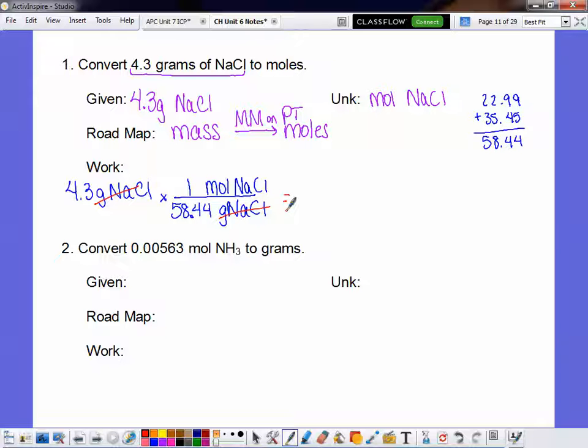Sig figs. Always look at your given for your sig figs. How many sig figs are in your given? 2. This has 2 sig figs, so our answer needs to have 2 sig figs. Okay. So when you do 4.3 divided by 58.44, what do you get with 2 sig figs?